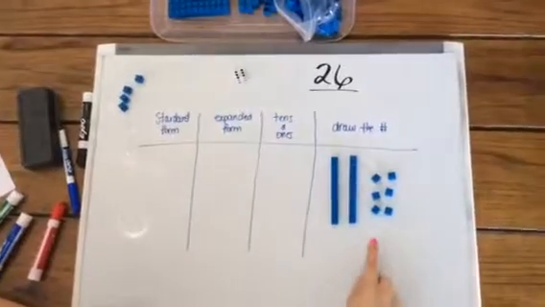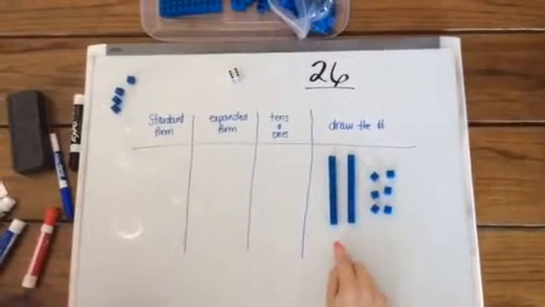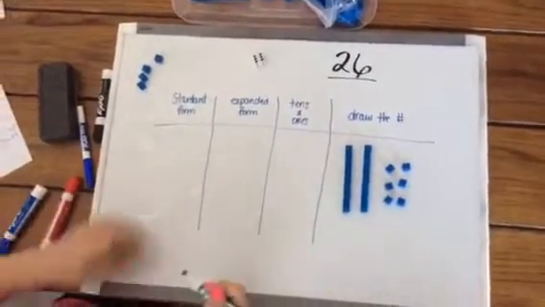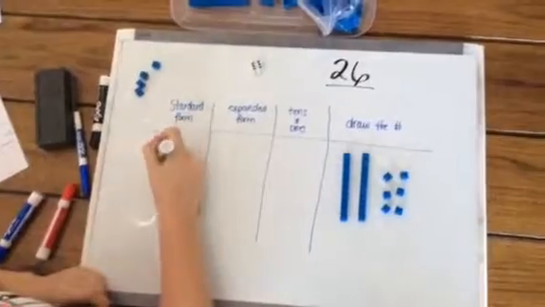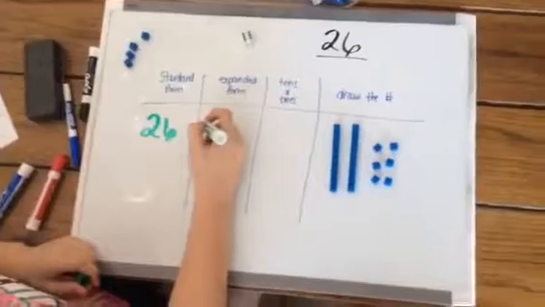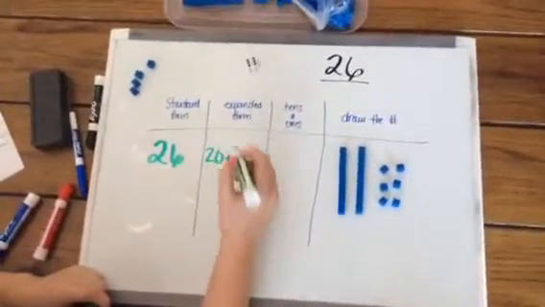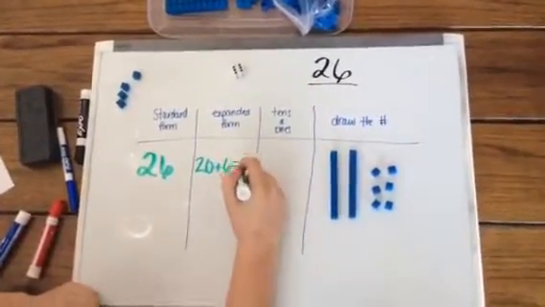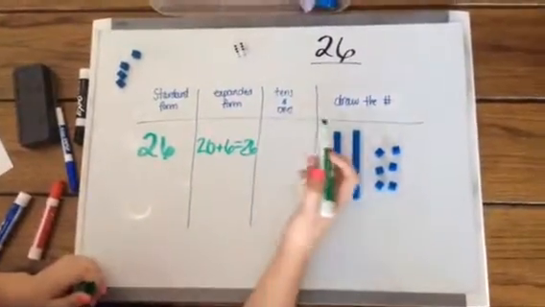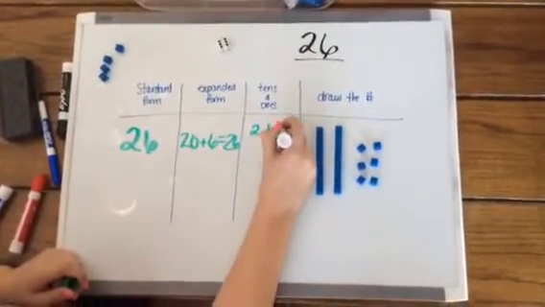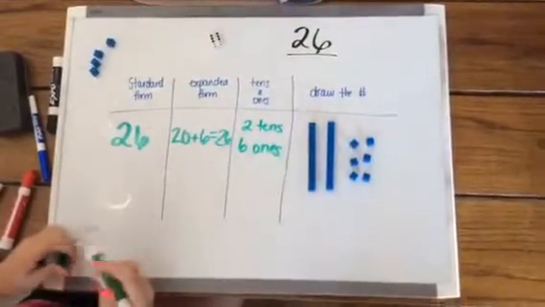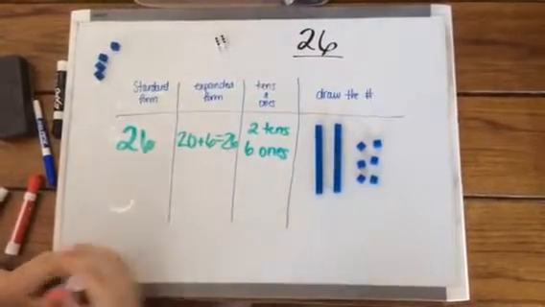So now we just built the number. We have 26. Now let's check the rest of the chart. The standard form would be just 26. The expanded form, we would write 20 plus 6 equals 26. And we would have 2 tens and 6 ones. That is how we fill the chart out.